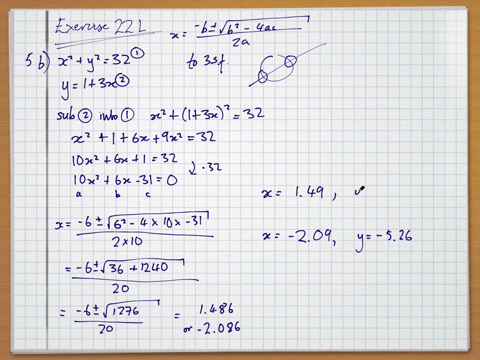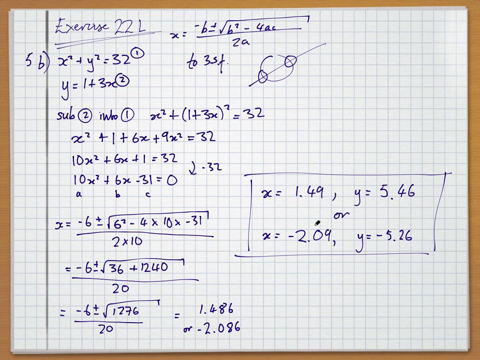And in this one, to get this accurate, I'm going to go back to this and do that calculation on my calculator again. So that is minus 6 plus root 1276, all divided by 20. Check that it gives me that same answer again, which it does. And now multiply by 3 and add 1. And that gives me y equals 5.46. And this is my pair of solutions for that question.